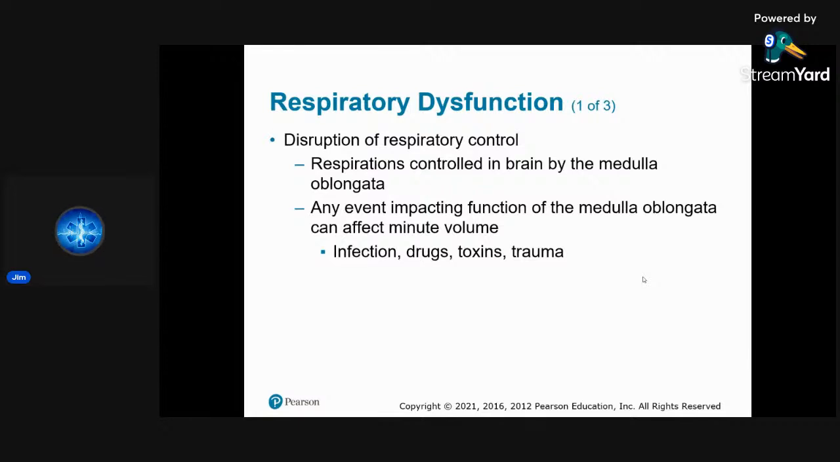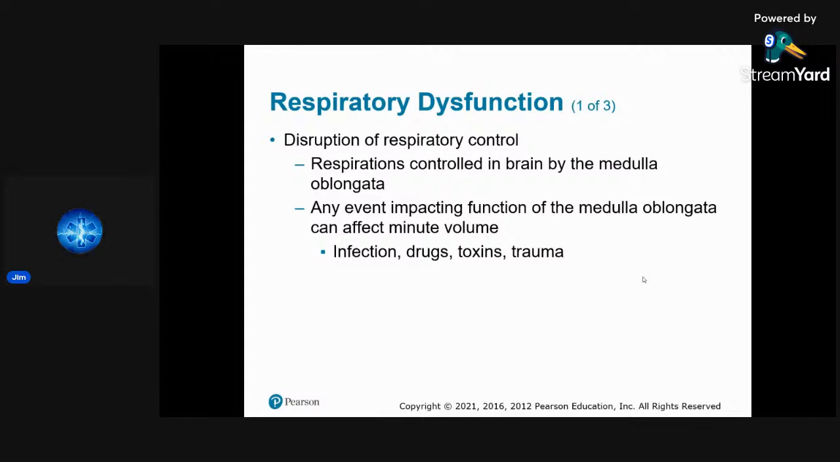Disruption of the respiratory control. Your respiratory system is controlled by the medulla oblongata. Any event impacting function of this medulla oblongata can affect the minute volume, right? So it can be infection, drugs, toxins, trauma. Let's look at these separately.